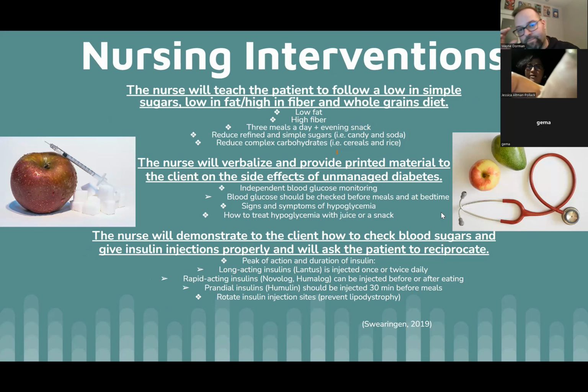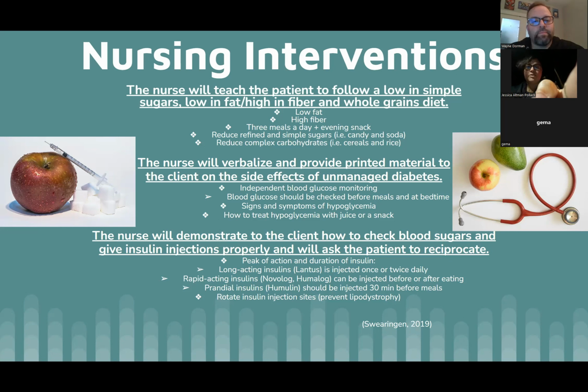Okay, and I have the nursing interventions now. The nurse will teach the patient to follow a diet low in simple sugars, low in fat, and high in fiber and whole grains. So what you would want to do is make sure to teach the patient about eating a low fat, high in fiber diet with preferably 3 meals a day, plus an evening snack. Reduce refined and simple sugars such as candy and soda, and also reduce complex carbohydrates like cereals and rice.